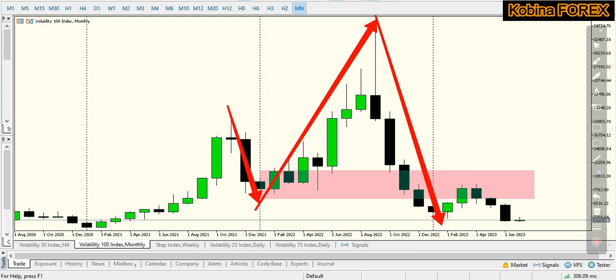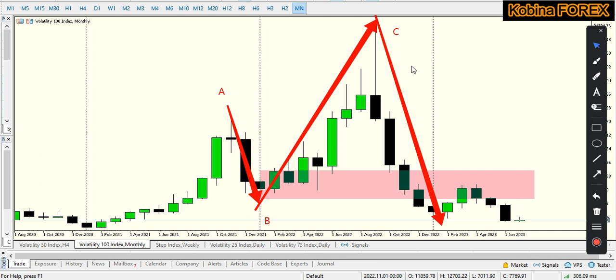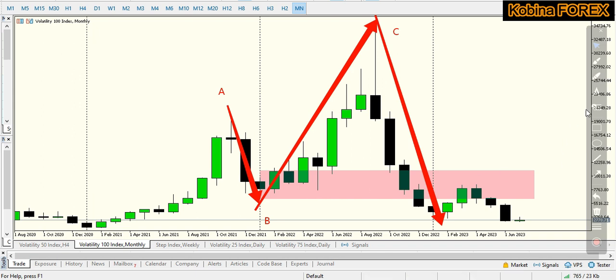So this is point A, point B, and then we have point C. All right, so from point A to point B to point C, and beautifully we have what we call a breaker.